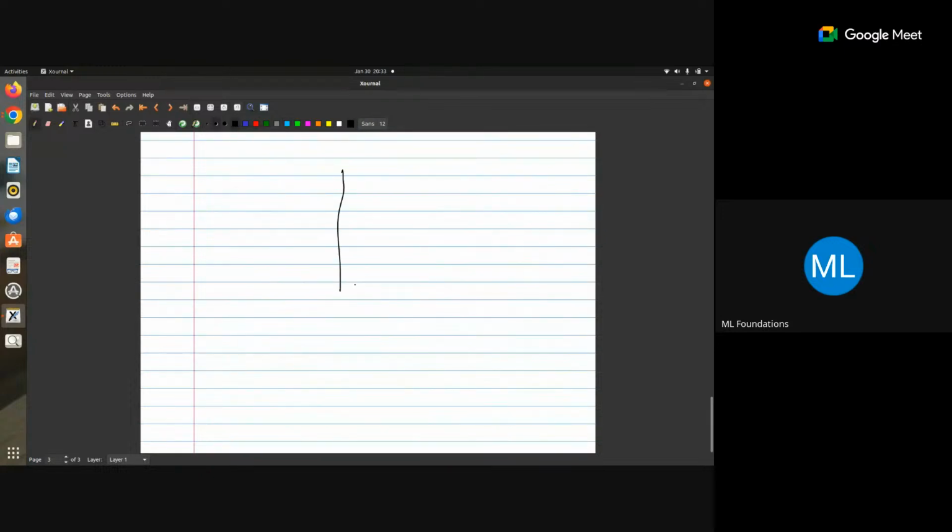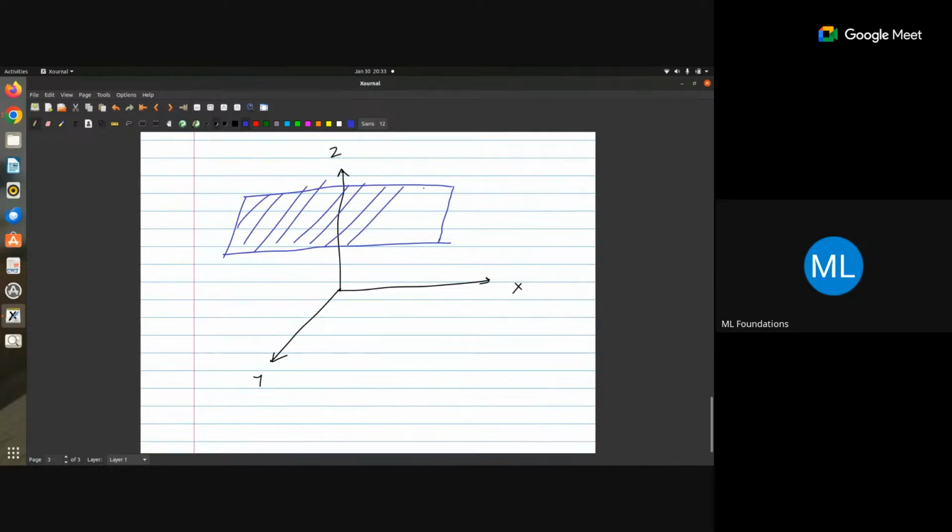Suppose you have x, y, and z axes, and there is a plane which is here. If this is a plane formed, can I call this a subspace? No, because it's not passing through the zero origin. So the important thing, for any plane or anything to be called a subspace, is that it has to go through 0.